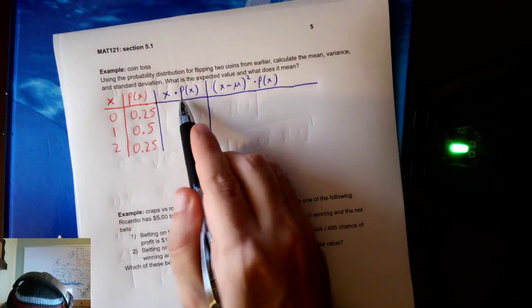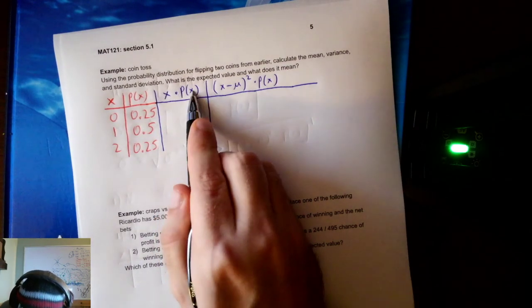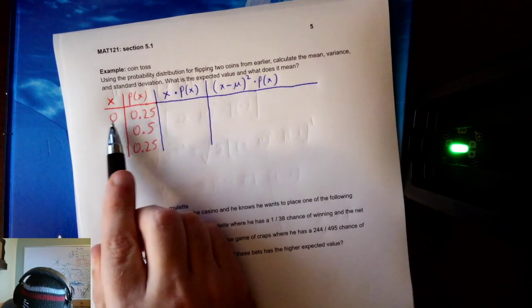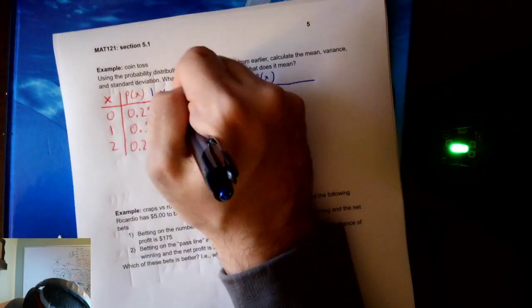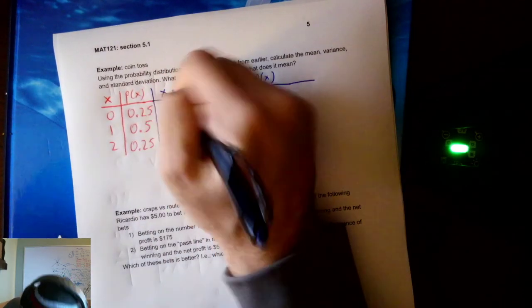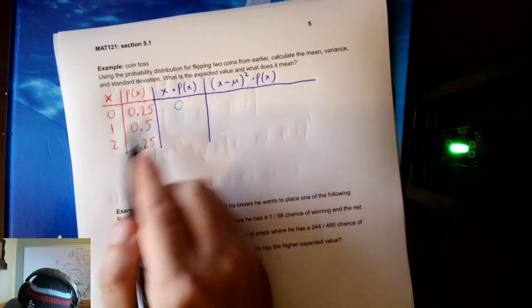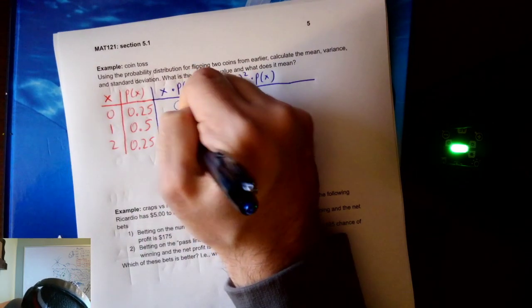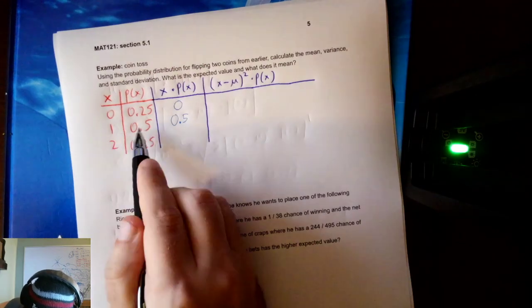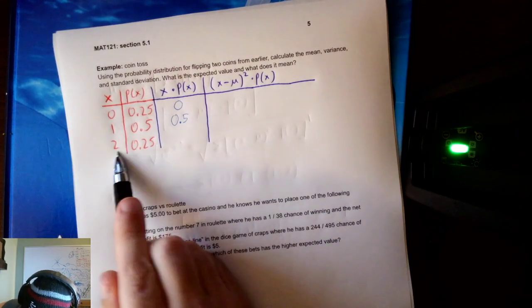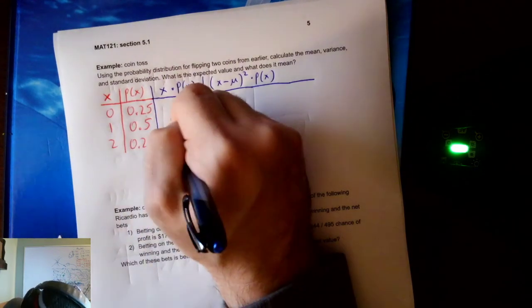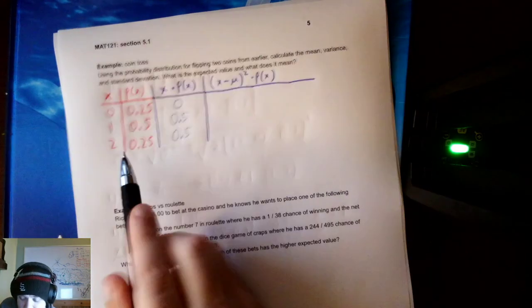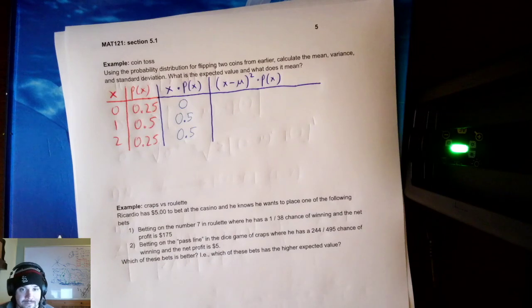The first column I need to complete is x times p of x. Now, the reason we do this is because I can just multiply left to right. 0 times 0.25 is 0, right? X times p of x. 1 times 0.5 is 0.5, right? X times p of x. And then last, 2 times 1/4 is 0.5 as well. So I did x times p of x for each row.